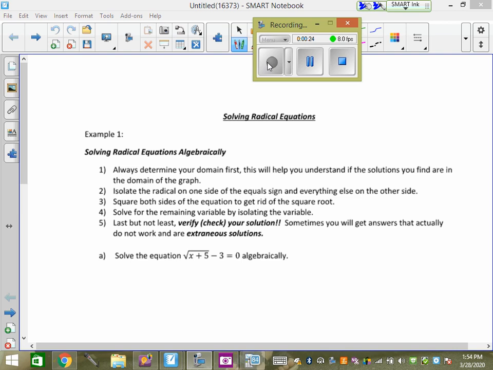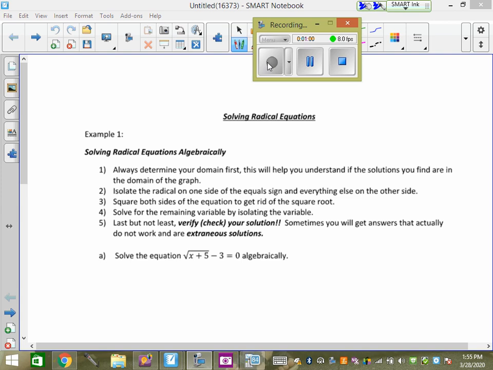Step 1, always determine your domain first. This will help you understand if the solutions you find are in the domain of the graph. So can they even exist there, whatever you found? Number 2, you're going to isolate the radical on one side of the equal sign and everything else on the other side. 3, you're going to square both sides of the equation to get rid of the square root. 4, you're going to solve for the remaining variable by isolating the variable, getting it by itself, like we've done so many times. And 5, last but not least, we're going to verify, check your solution, left side equals right side, like you've been taught since you were little.